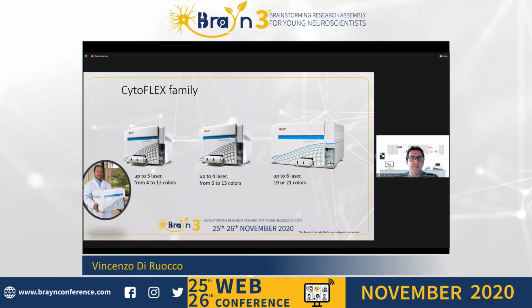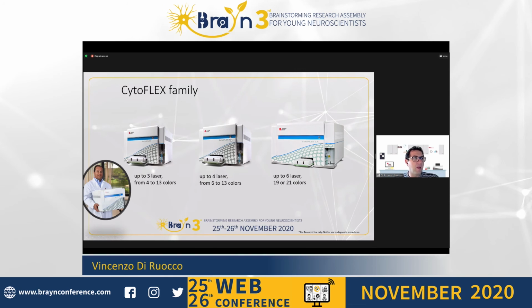So this is the Cytoflex family. This is the first instrument that was launched in 2015, so 5 years ago. As you can see from the picture, it's a very small one, but it is very powerful because it can go up to 3 lasers and from 4 to 13 colors. So it's actually a flexible instrument, even in the configurations.